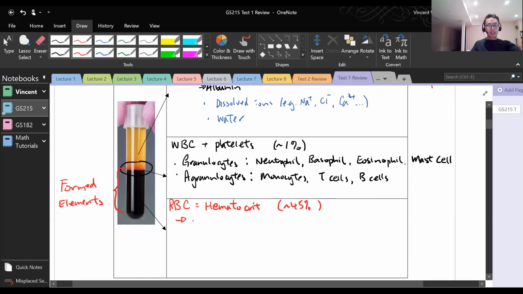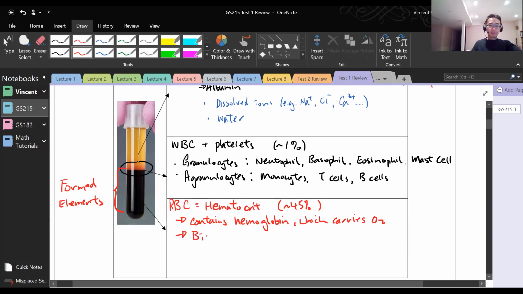So a couple of things about RBC. Someone already mentioned that it contains hemoglobin, which carries oxygen. Remember the heart lecture 1, right? That stuff is not on the test, right? So that's only on the lab quiz though. All right.